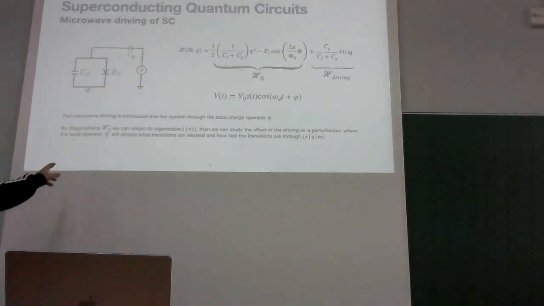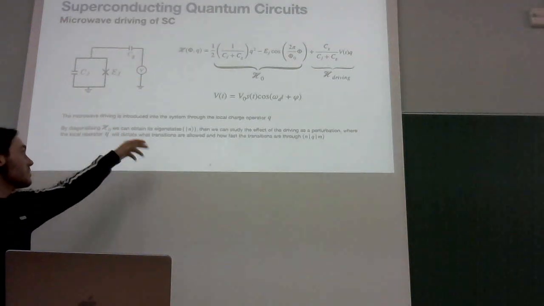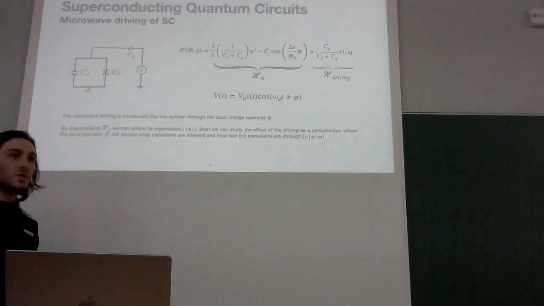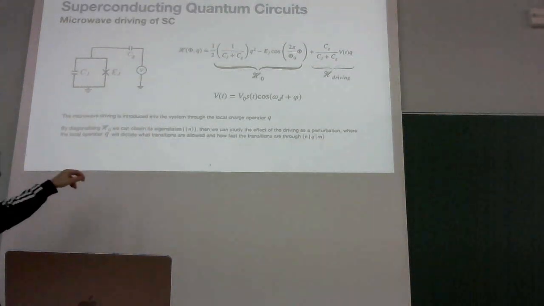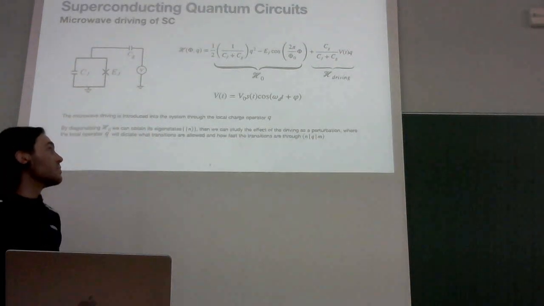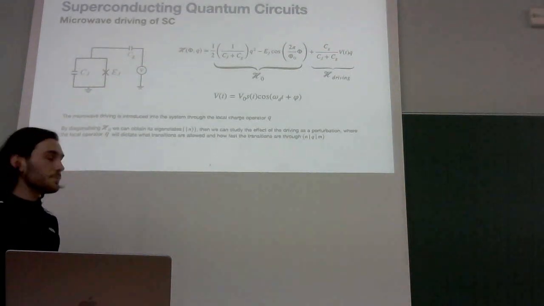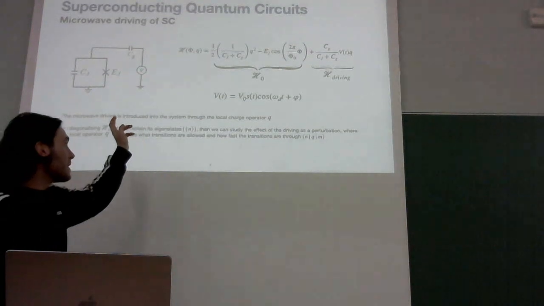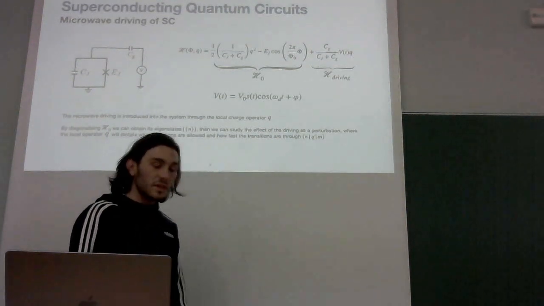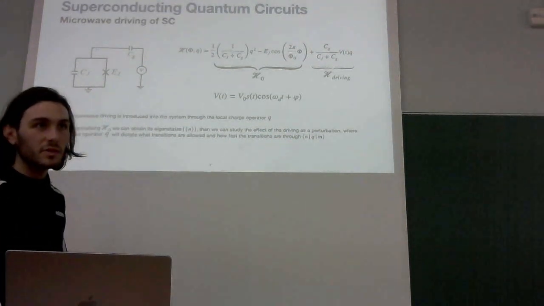So essentially, we can appreciate that this microwave driving is introduced into the system through the charge operator Q, because it appears that way in the Hamiltonian. One thing we can do to study this is diagonalize H sub 0 and use that basis to perturbatively study the effect of the driving.